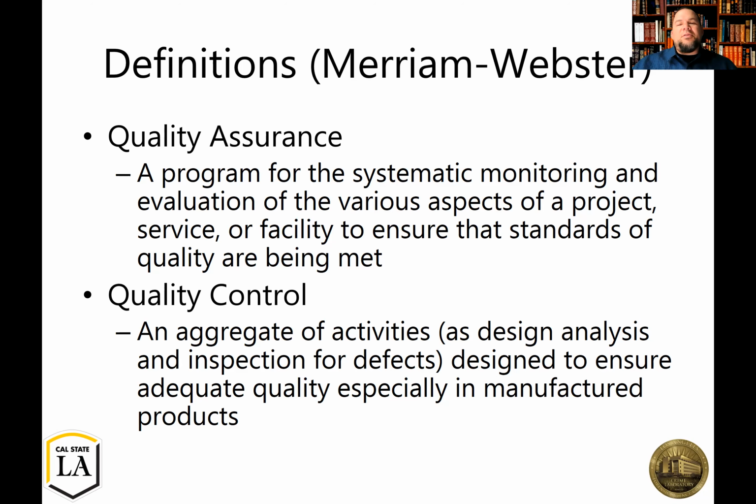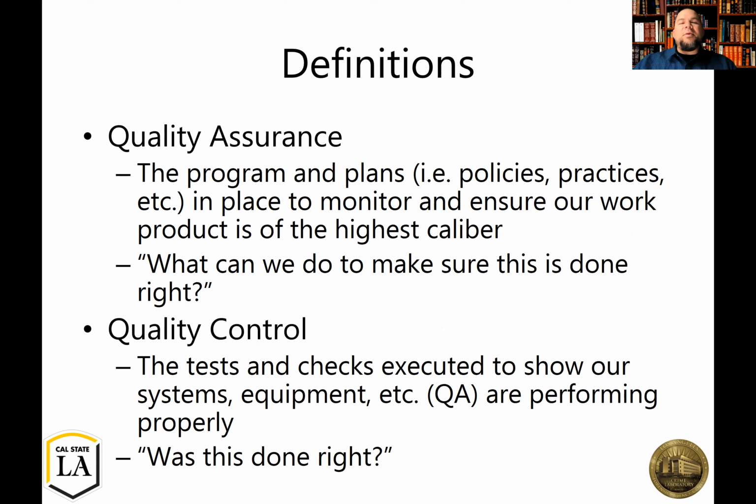When we're talking about quality assurance and quality control in the laboratory, we're talking about quality assurance. We're talking about the program and the plan. So the policies, the practices that are in place to monitor and ensure the work is being done at the highest possible caliber. So in essence, what can we do to make sure this is done right? So you got to have the plan. That's quality assurance. And that differs a little bit from quality control, because quality control then is the tests and those checks that are executed to show that the system is working, to show that the instrumentation is validated and everything is performing properly. So in essence, was this done right is the quality control aspect.